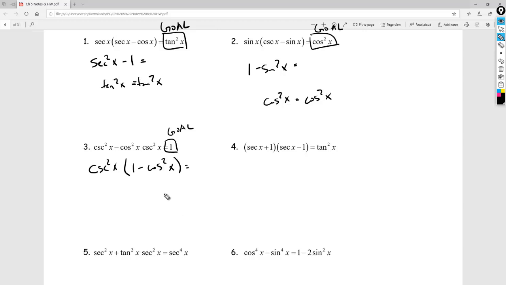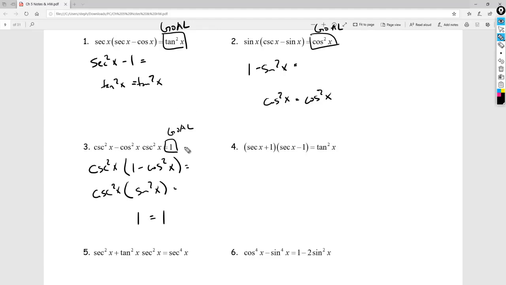Okay, so now some things have cleared up. I see that I have a 1 minus cosine squared, which, using my Pythagorean identity, is the same thing as sine squared of x. I know that cosecant times sine is 1 because they're reciprocals of each other, and the fact that it's a squared doesn't matter, 1 squared is 1. So I'll end up with a 1 equals 1. I have reached my goal, so I have completed my proof.